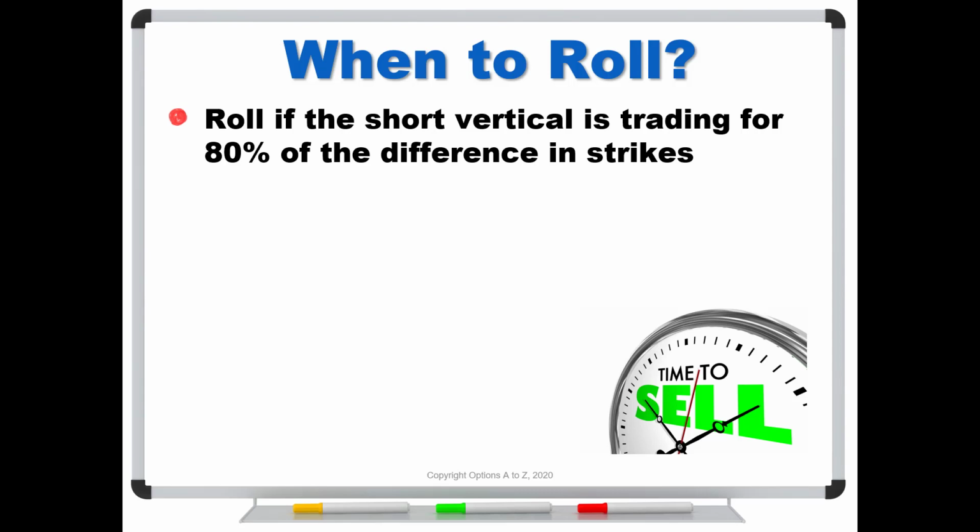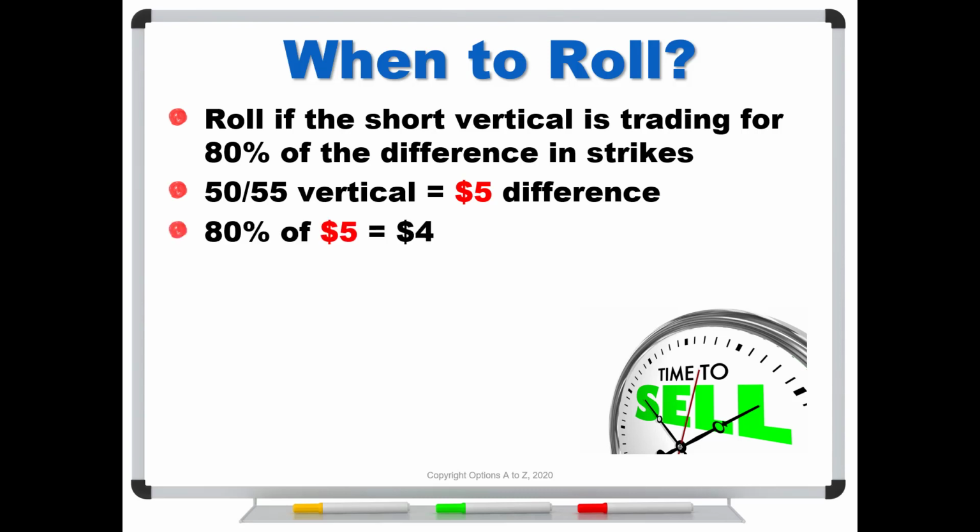Well, in this example, we were looking to roll from the 50 to the 55. So notice that that 50-55 vertical has a $5 difference in the strikes. If you take 80% of that $5 difference, that's 4. So it's quite simple. If the 50-55 vertical spread is trading for 4 or higher, place a trade. It's just that simple. And in fact, we can even automate it, and I'll show you how to do that in just a moment. So what is this going to do for us?